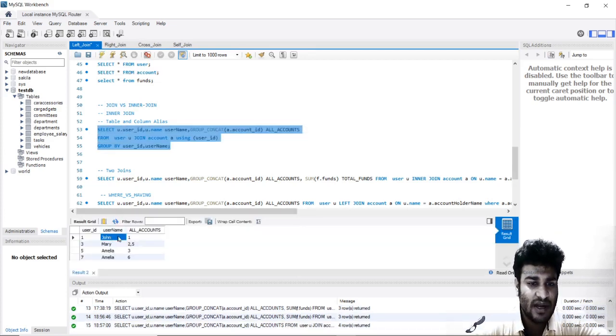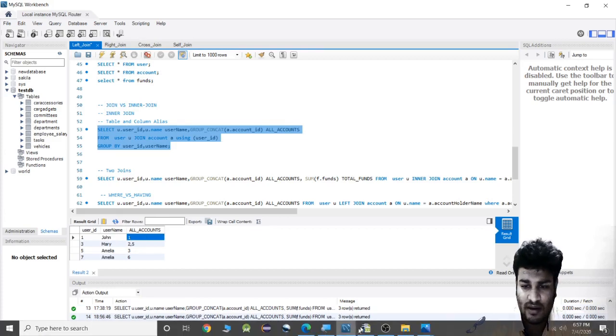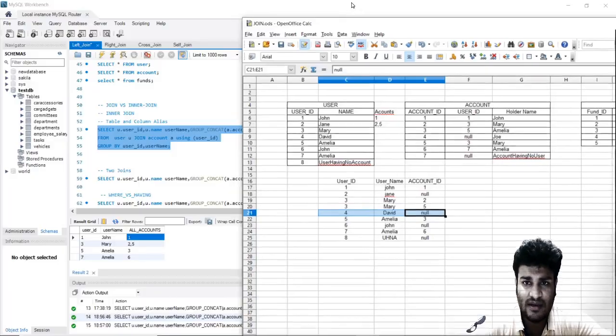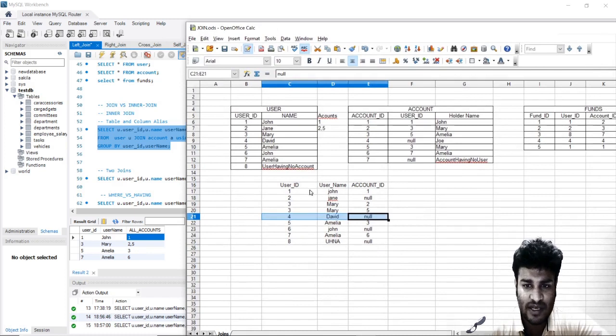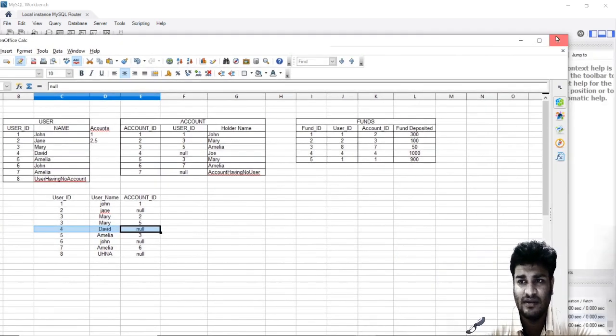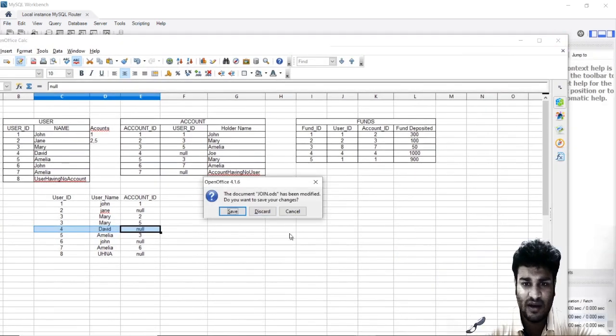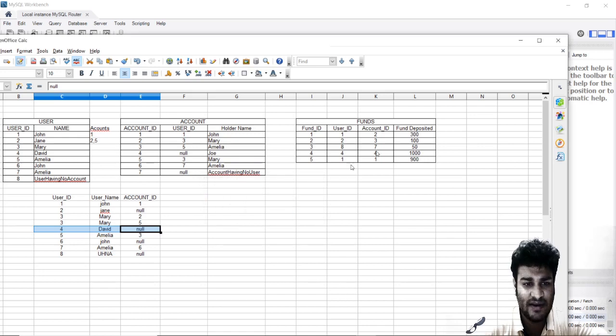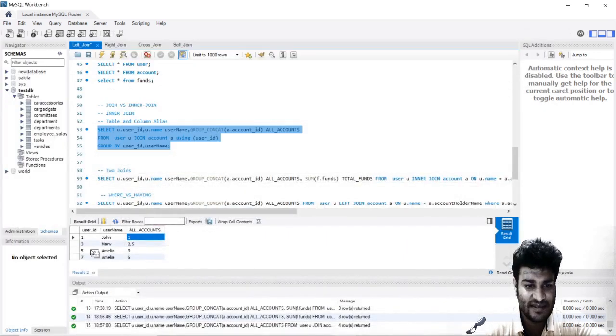So we were seeing something like this. John has one account, which is account one. Again, if you compare it with the Excel, this is what we have. John has one account, which is one. Then Mary has two accounts, 2 and 5. Amelia has account number 3, and again Amelia has account number 6. So these two are different Amelias, right? One having user ID 7 and one having 5.